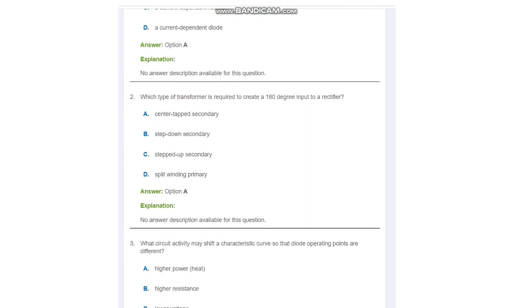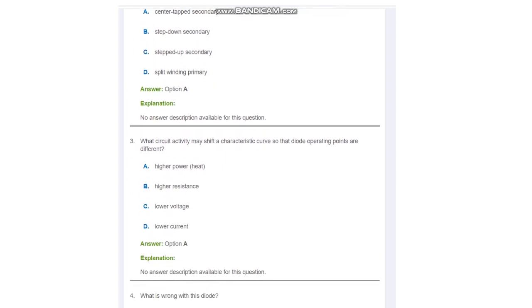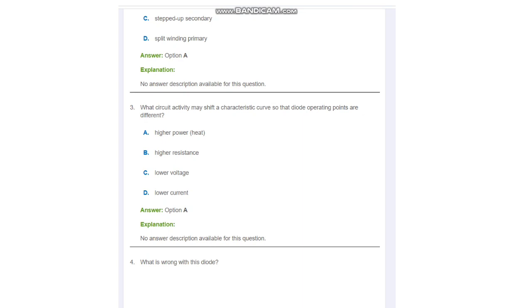Which type of transformer is required to create a 180-degree input to a rectifier? Answer is A, that is, center tap secondary transformer is required. Question number 3: what circuit activity may shift a characteristic curve so that diode operating points are different? And the answer is A, that is, higher power, that is heat.